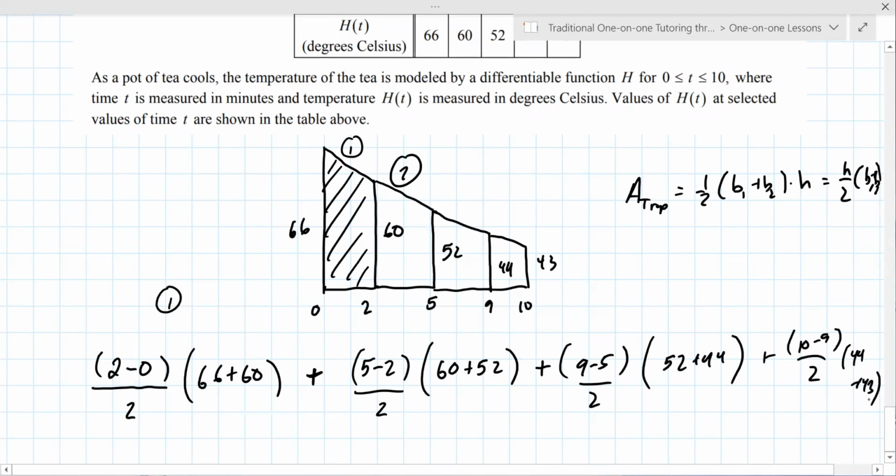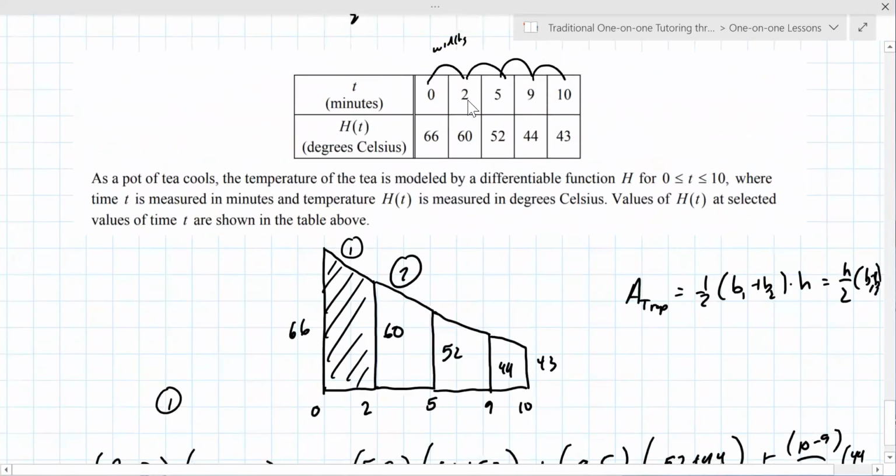So what you notice, I don't know if you can see this here, is that 60 is used twice and 52 is used twice. That's where the 2 times comes in, but the endpoints are only used once. What we were using before is for really nice ones, but on the AP, if you get an exam like this, they're not equally spaced, you can use this way.